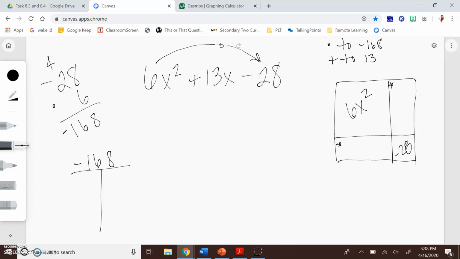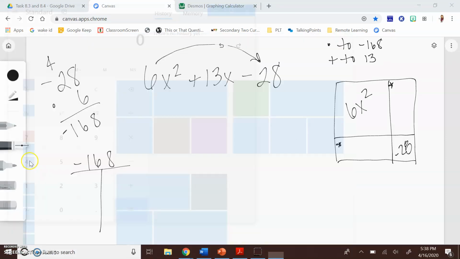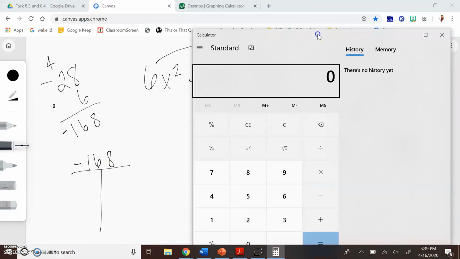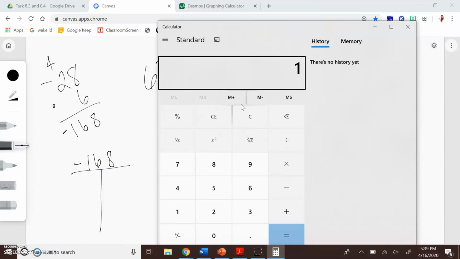So I start going through my factor list. 2 is probably going to be too small. 3 might also be too small. So let's just work through these. 168 divided by 2 is 84. I can't do anything with 2 and 84 to give me 13. So what about 168 divided by 3? That's 56. I don't think those are close enough, 3 and 56, to give me 13.